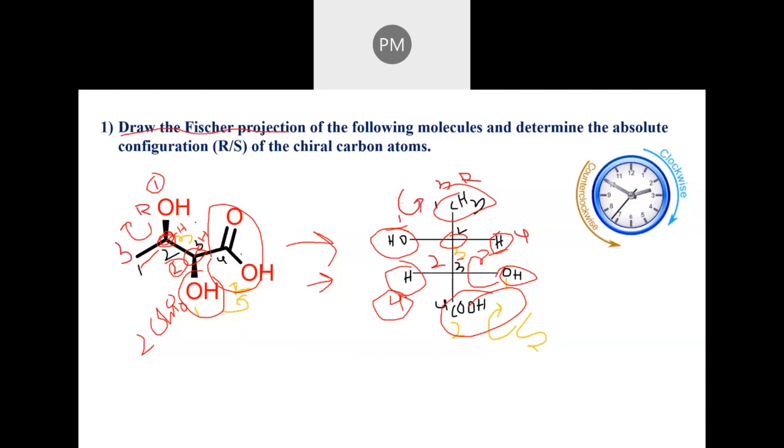Then we check the chiral center configuration from the wedge-dash form. OH is the first priority, the carboxyl group the second, and this C-C bond the third. If you rotate 1, 2, 3, the rotation is anti-clockwise and the fourth priority is below, so this is also S. These two match, so this center is also drawn correctly. So we have drawn the Fischer projection, and we conclude that the carbon 2 center has R configuration and the carbon 3 center has S configuration.